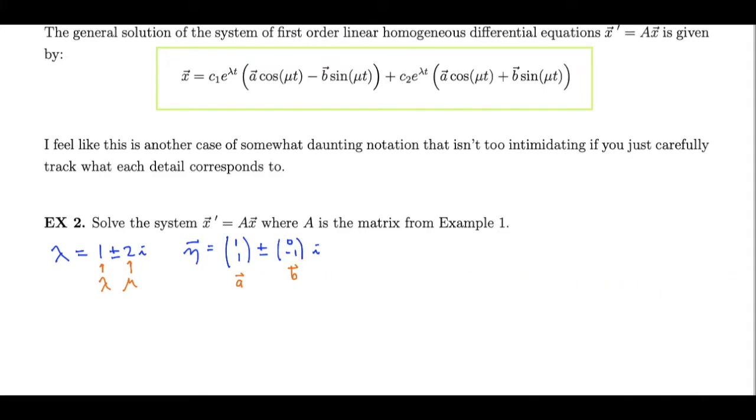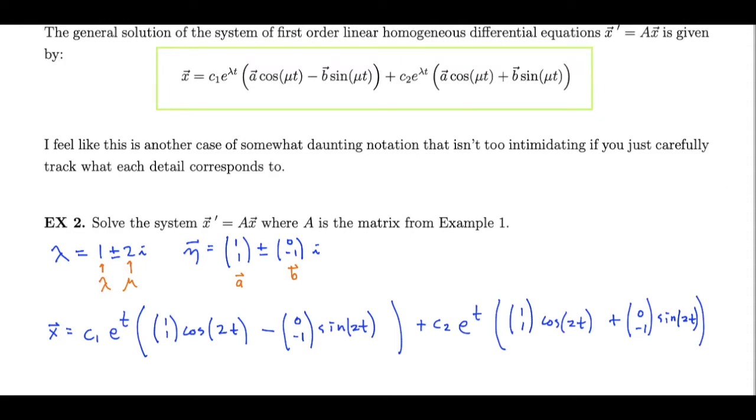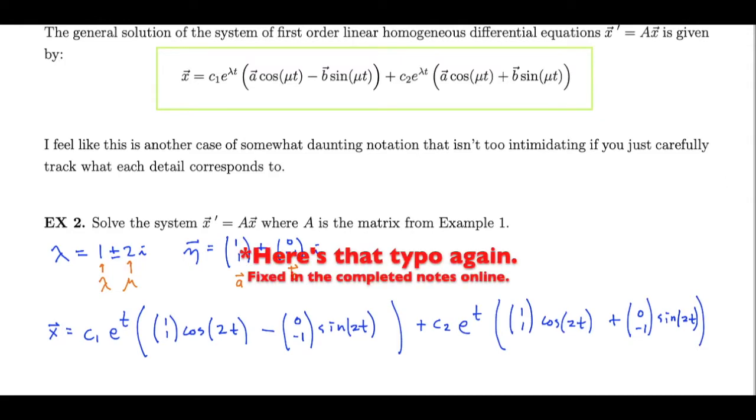Once I've identified all those ingredients, it's just a matter of following this recipe here in a certain sense. So let me write out my general solution. I can see that the broad structure of this solution is that I have a constant times an exponential, another constant times that same exponential, and now here in parentheses, I have these sine and cosine expressions. Let me go ahead and write those out. So plugging all those ingredients in, this is what I get as my general solution.